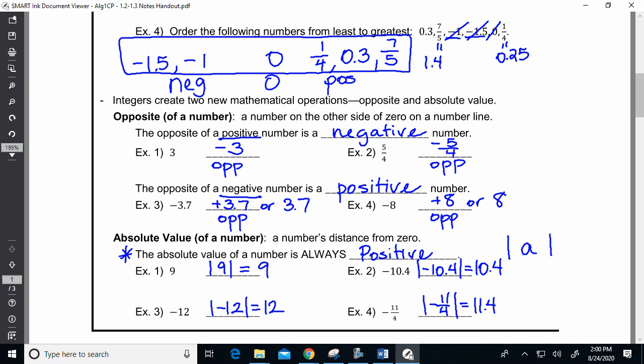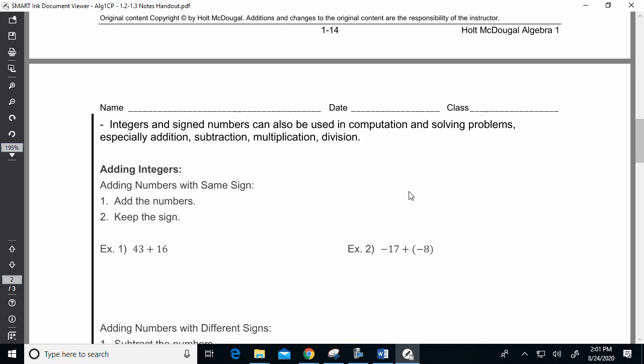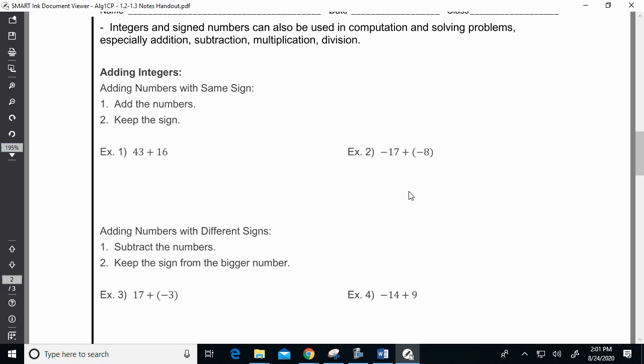Any questions on this first page before we move on to adding and subtracting and multiplying and dividing? There you go. You can throw a thumbs up or a head nod, or you can put the question in the chat, or you can come off of mute. Any questions before we go forward? All right, then let's move forward.